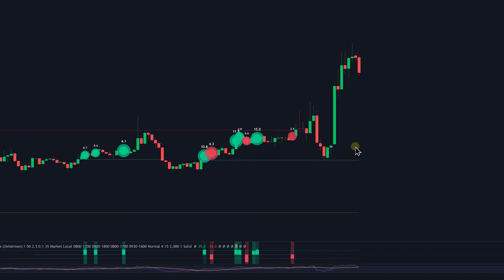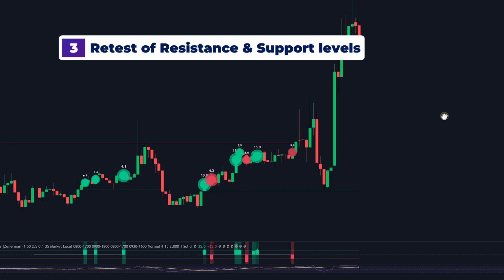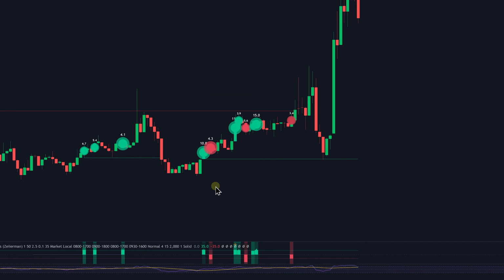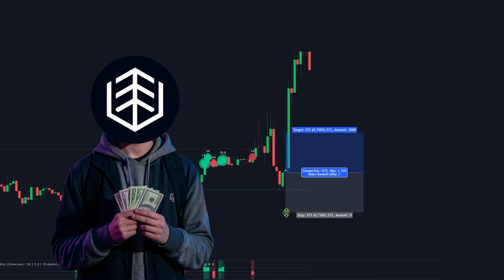Ladies and gentlemen, the third strategy we're gonna go over in this video is retests of support and resistance levels. Here, the indicator labeled a support level. Price later retested it, only touching the level with a wick. A bullish candle was then printed, and if we had taken that trade, it would have been a profitable trade.